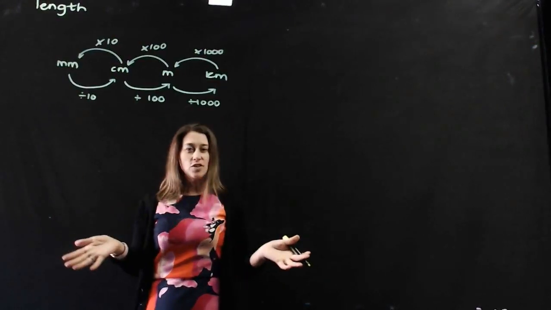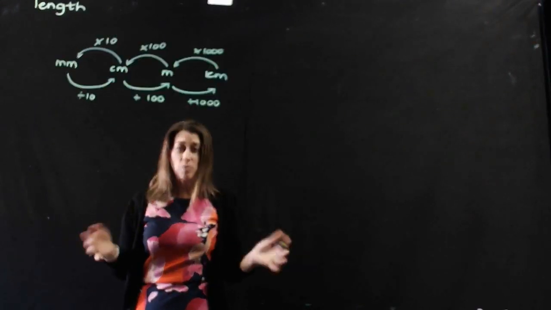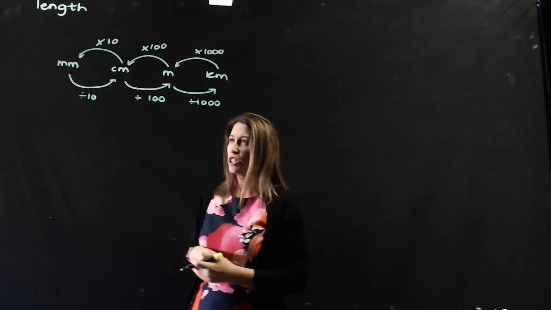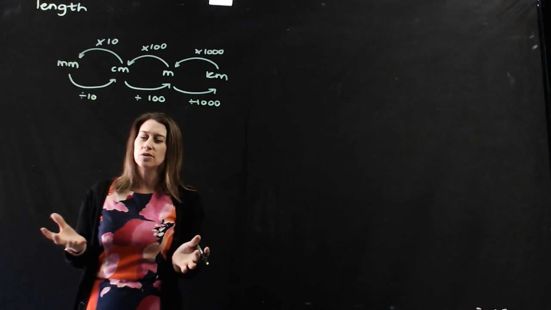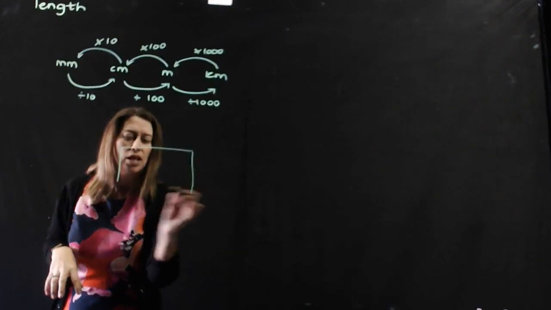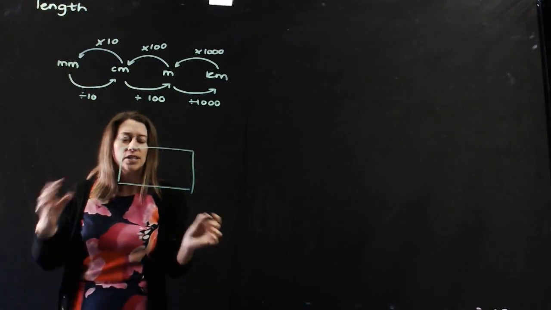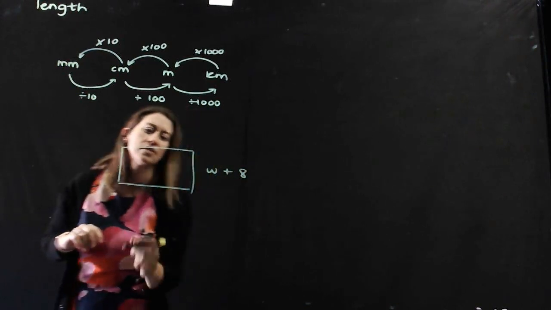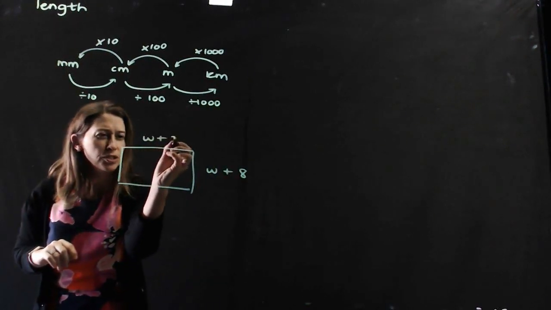Now, there are various things you can work out the perimeter of. Perimeter is the distance all the way around the outside of a shape. Let's think about polygons or just rectilinear shapes. Let's go for a rectangle. Now, for argument's sake, let's suppose I gave some dimensions to the rectangle. Let's suppose this was w plus 8, and this was w plus 2.